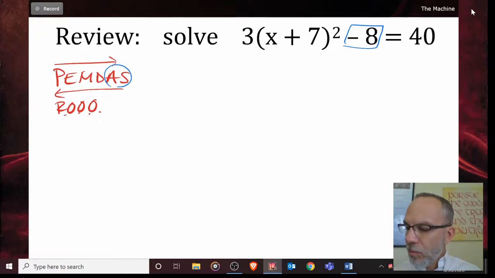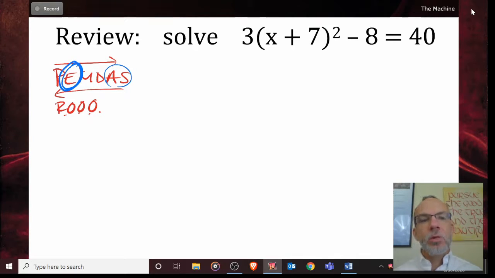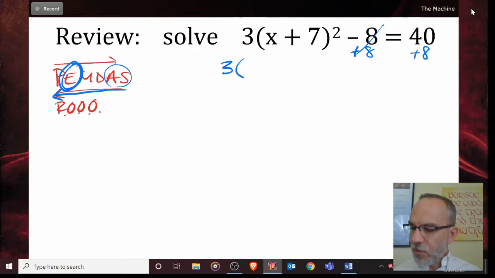I'm not going to square root both sides first. That doesn't do anything for my 3, and I can't square root these two things in pieces. So don't square root both sides first. You need to do that towards the end. Why towards the end? Because exponents are towards the end if you're working from right to left. So the first thing I want to do is add 8 to both sides. Plus 8, plus 8. This cancels. So then I get 3 times the group x plus 7 squared is equal to 48.